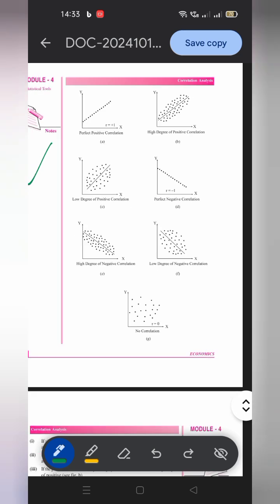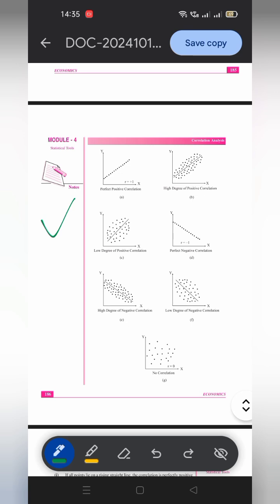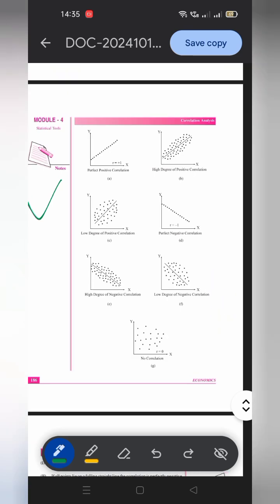There are 7 types of correlations. A. Perfect positive correlation. B. High degree of positive correlation. C. Low degree of positive correlation. D. Perfect negative correlation. E. High degree of negative correlation. F. Low degree of negative correlation. G. No correlation.